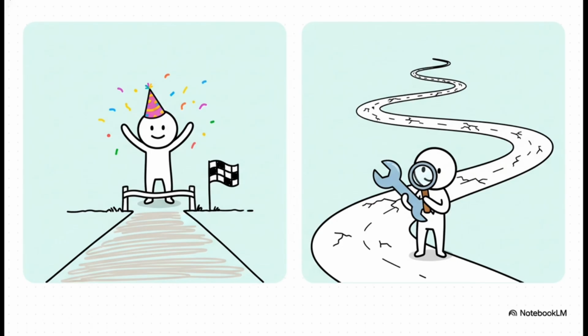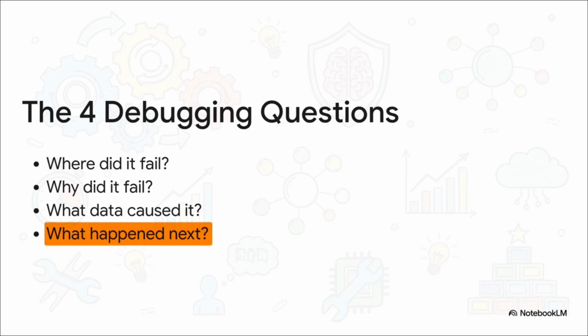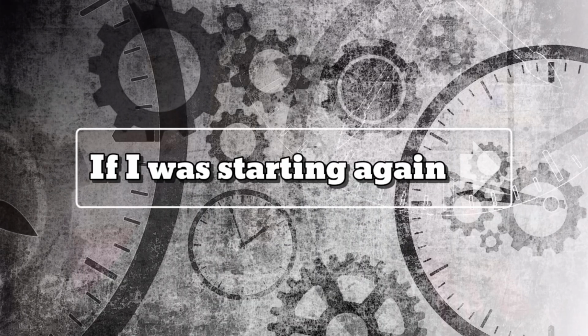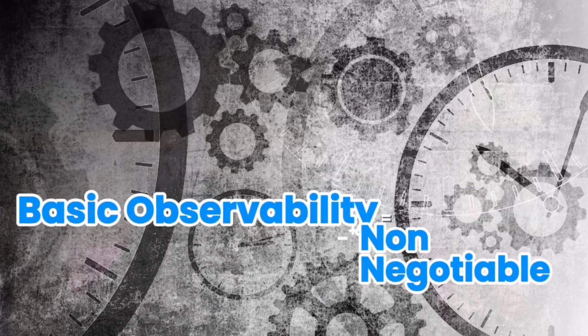Because building AI automations is fun, right? But maintaining it is where the pain really is. So if your AI workflow fails and you can't really answer where it's failed, why it's failed, what data caused it, what happened next, then you're not actually in control. You are just guessing. And if I were starting all over again, I'll make basic observability non-negotiable, okay?